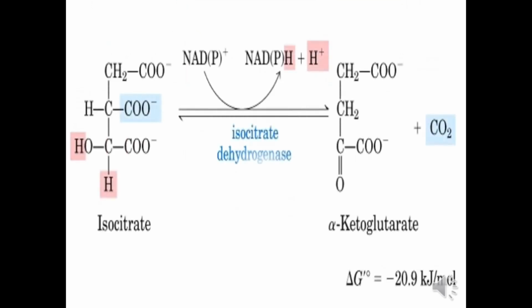In reaction 3, the isocitrate, which contains 6 carbon atoms, undergoes dehydrogenation, removal of 2 hydrogen atoms from carbon 3. This reaction is catalyzed by isocitrate dehydrogenase. The 2 hydrogens are taken by NAD plus to produce NADH, and this through the respiratory chain produces 2.5 ATP.